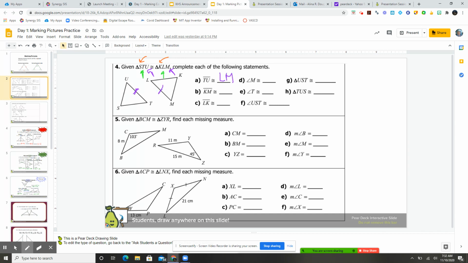I'm marking sides. Those are 2 letters. So I mark the in between. What about KM? What's KM correspond to? KM is the first and the last, so it has to go with SU. Perfect. SU. Notice that when I name my second pair of sides, I am marking it with 2 tick marks, right?